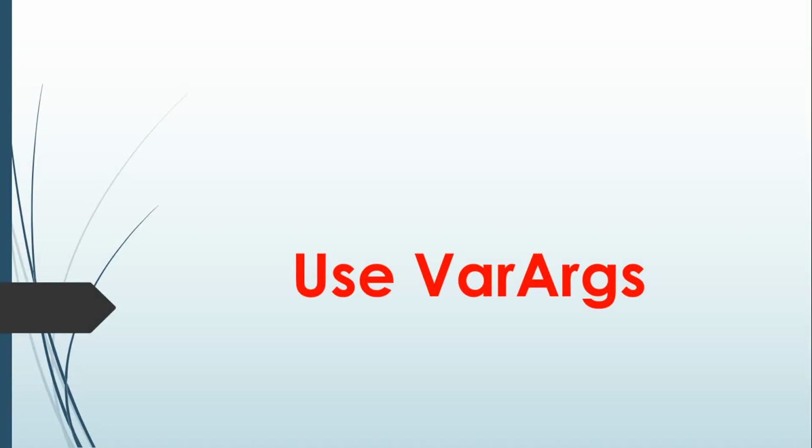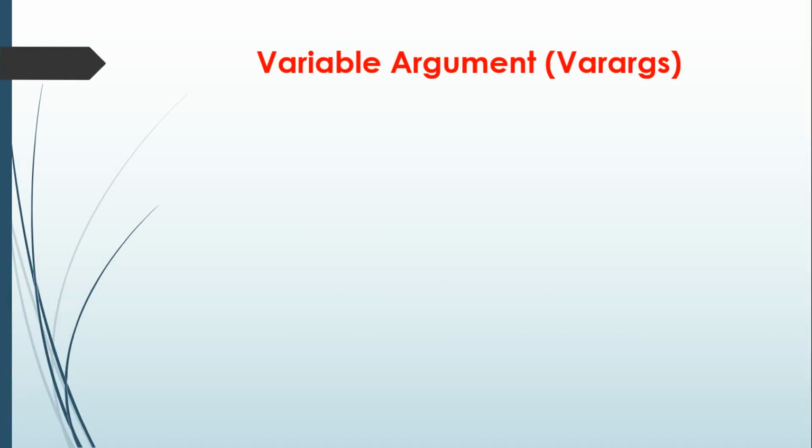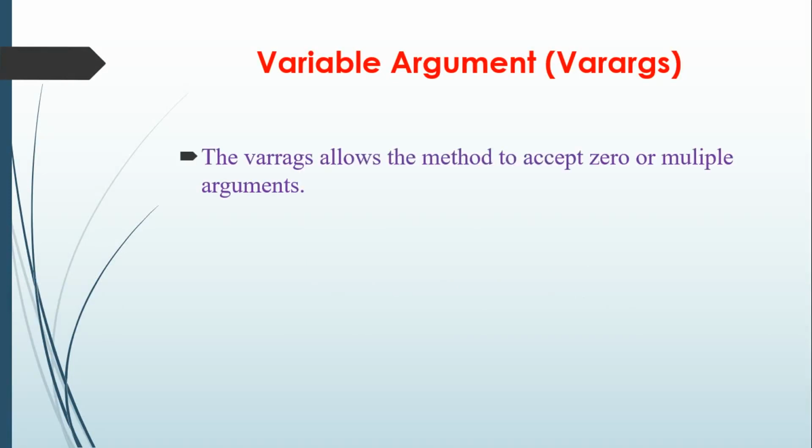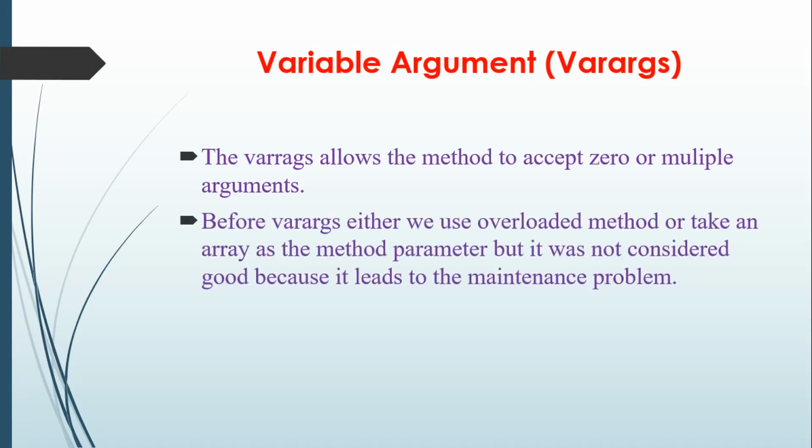In this tutorial we are discussing VarArgs. VarArgs is known as variable argument. Let's discuss it. VarArgs allows the method to accept zero or multiple arguments. Before VarArgs, we either used an overloaded method or took an array as the method parameter, but it was not considered good because it led to maintenance problems.